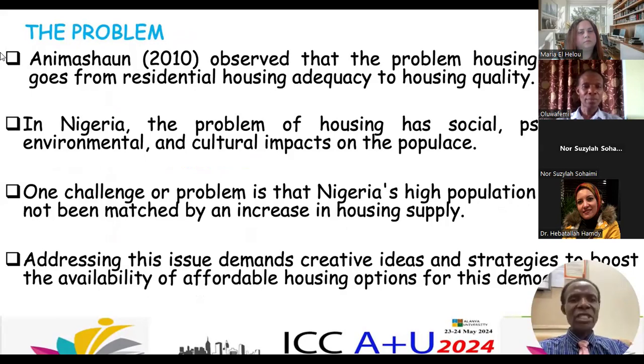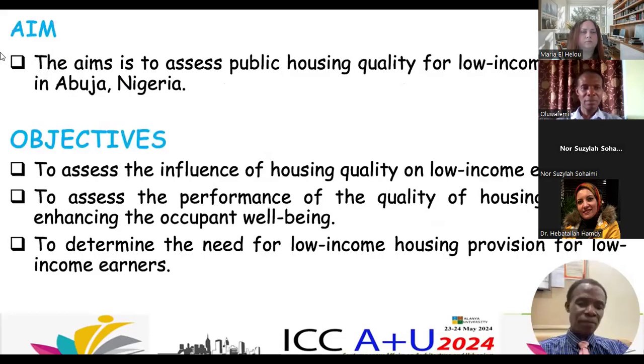One challenge is that Nigeria's high population growth has not been matched by an increase in housing supply. Addressing this issue demands creative ideas and strategies to boost the availability of affordable housing options for this demographic. The aim of our study is to assess public housing quality for low-income earners in Abuja, Nigeria. Our objective 1 is to assess the influence of housing quality on low-income earners.